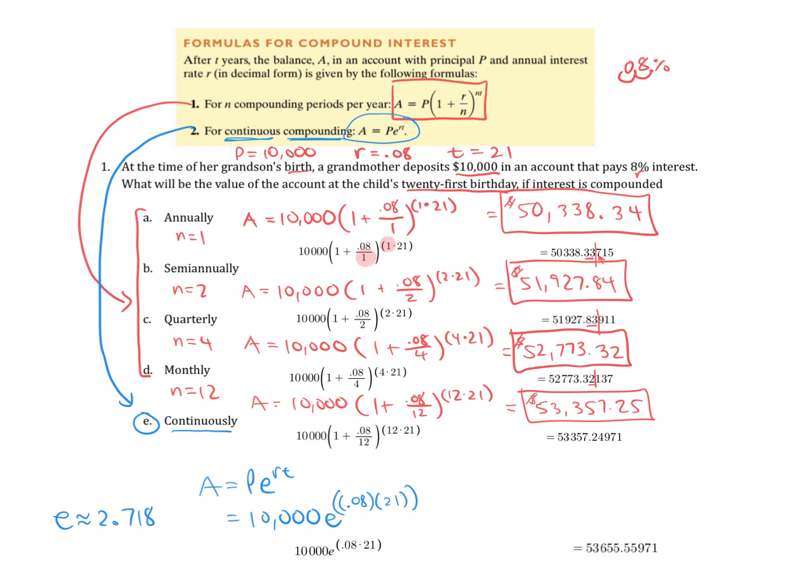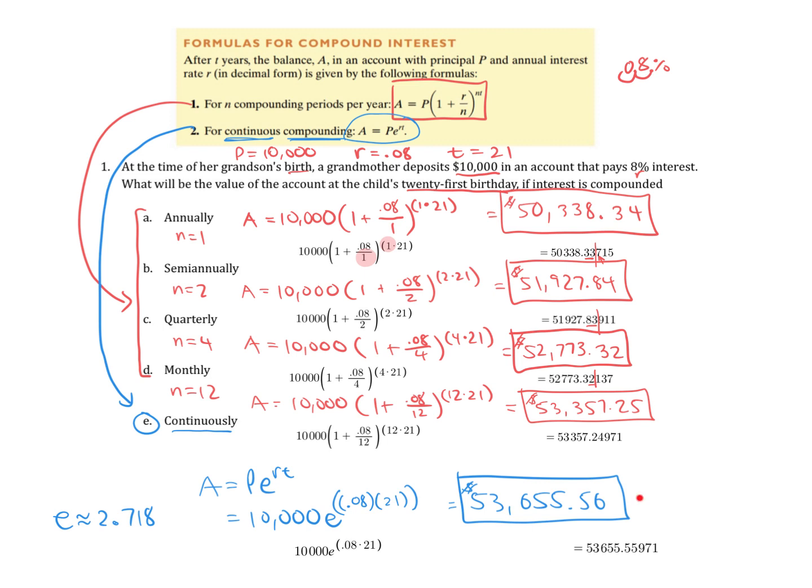And we get approximately $53,655.56. And that is more than we got with monthly compounding interest or any of the others. But it actually wasn't a huge difference between monthly and continuously, only about $300 more. It was a huge difference between annually and monthly, like $3,000 more.